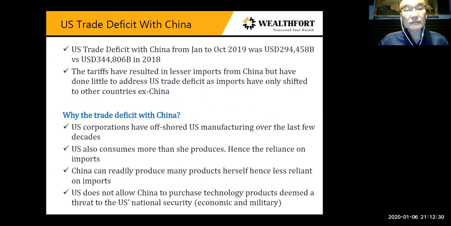So US trade deficit with China. US trade deficit with China from January to October 2019 was $294 billion versus $344 billion in 2018. Now, the tariff has resulted in lesser import from China, but have done little to address US trade deficit as imports have only shifted to other countries ex-China. You know, for example, like Vietnam, Indonesia, and Africa.